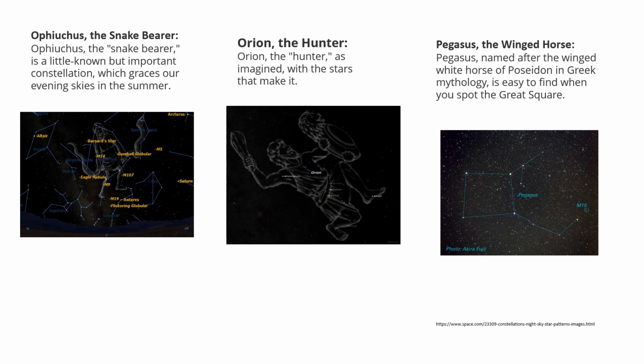Libra, the scales. The stars that make up the constellation Libra were once considered a part of Scorpius. Ophiuchus, the snake bearer. The snake bearer is a little known but important constellation which graces our skies in the summer. Orion, the hunter, has an image within the stars that make it. Pegasus, the winged horse. Pegasus, named after the winged white horse of Poseidon in Greek mythology, is easy to find when you spot the great square.